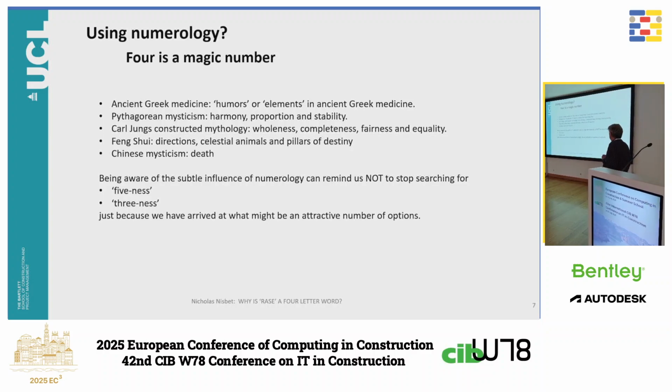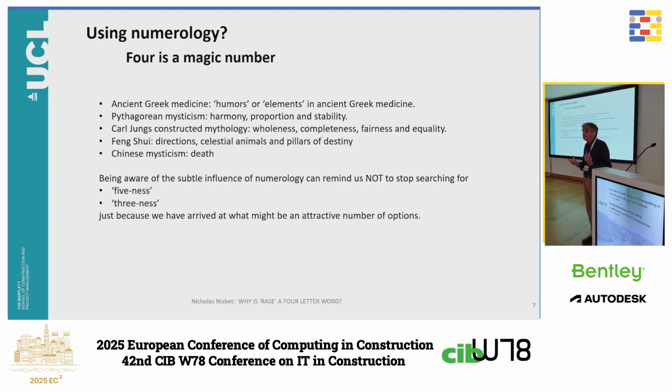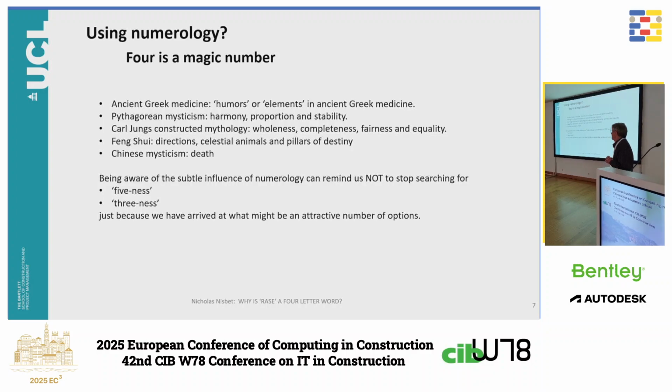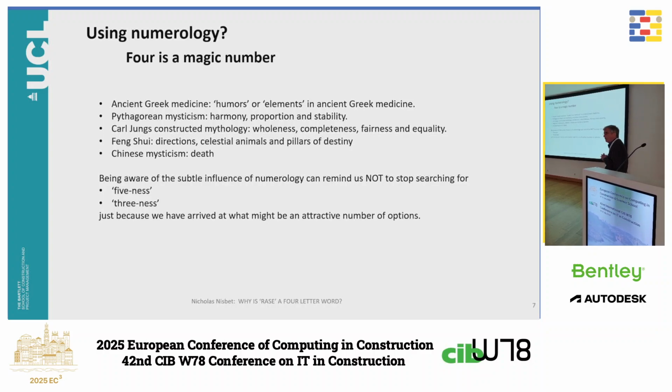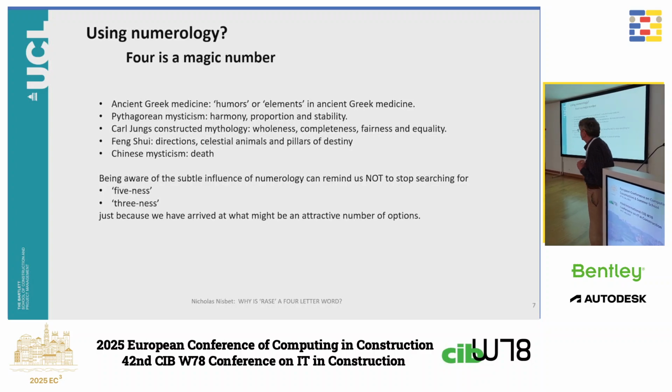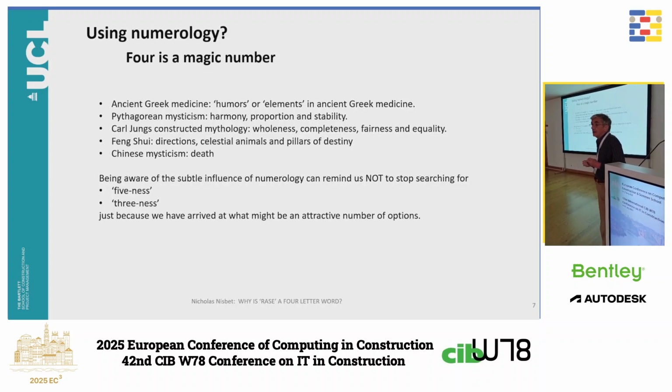Feng Shui says 4 is wonderful because it's stability. Unfortunately, in Chinese mysticism, it says 4 is about death because they sound similar in Chinese. So we very easily, culturally, fall into the trap of seeing some numbers and saying that's good.